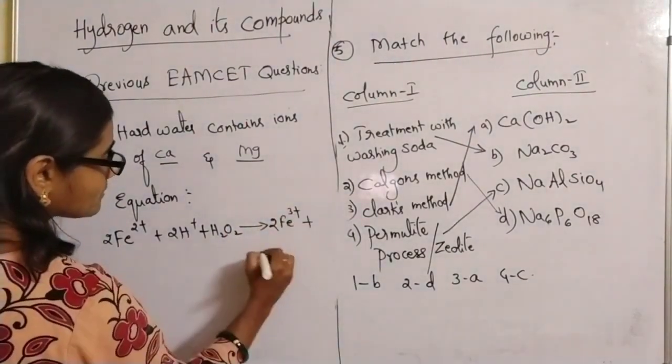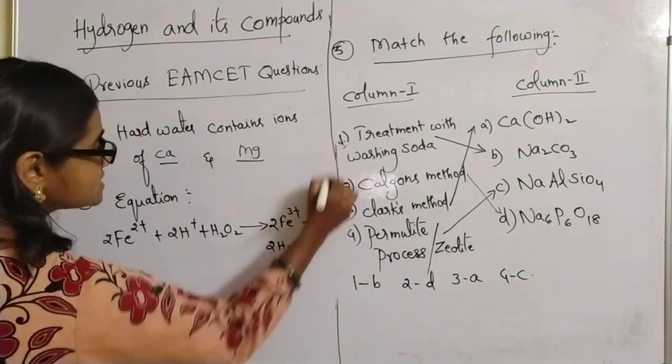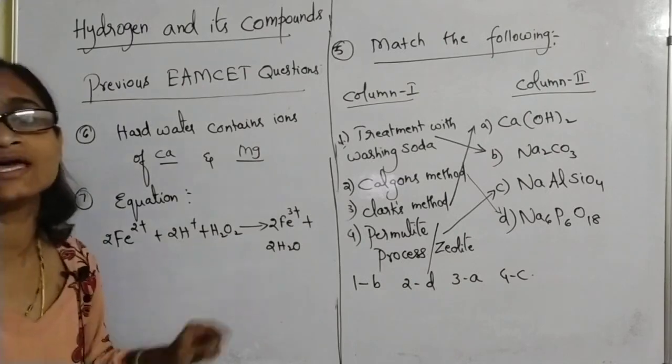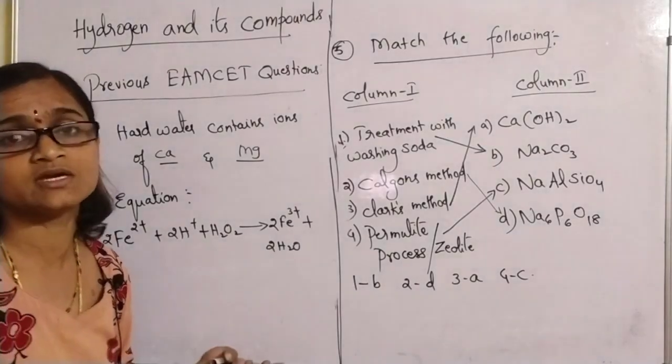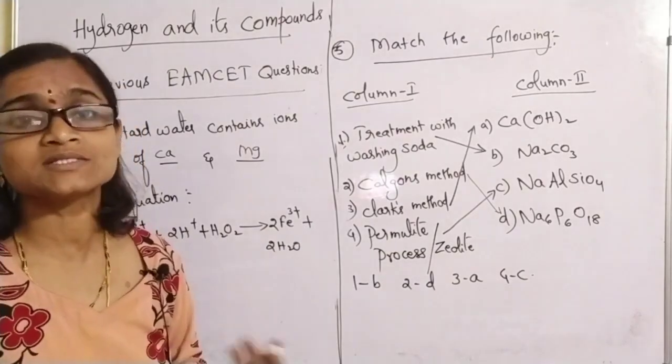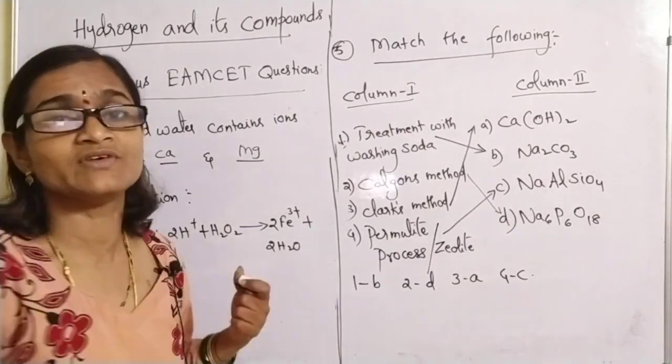2Fe3+ plus 2H2O. Like this, one equation is given. In this, H2O2 acts as what reagent? Is it acting as a reducing agent or is it acting as an oxidizing agent? You have to check with that.